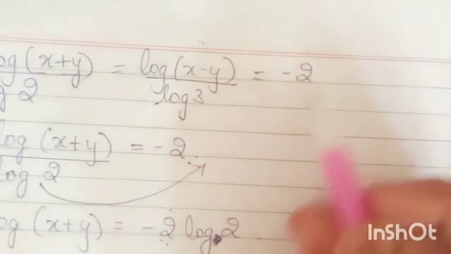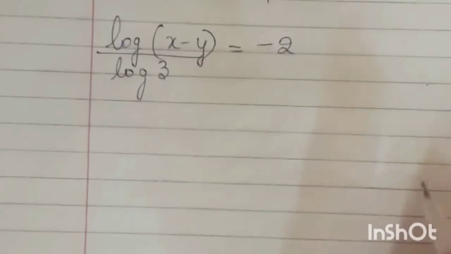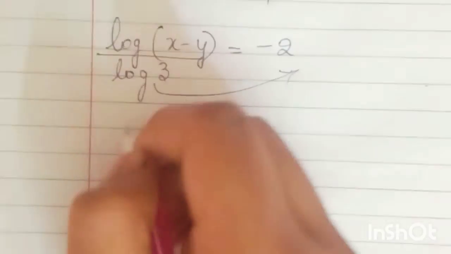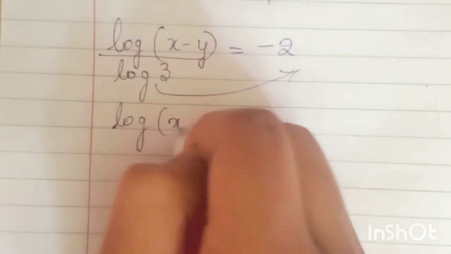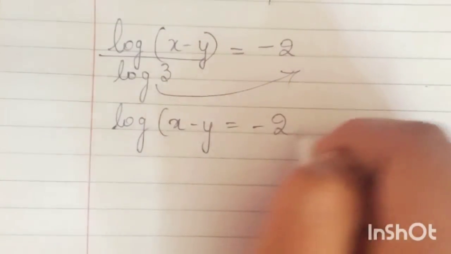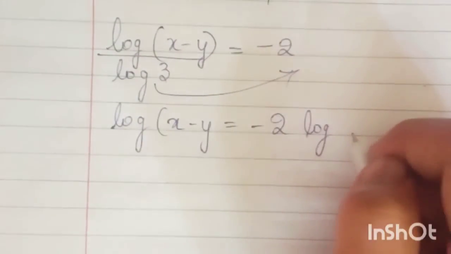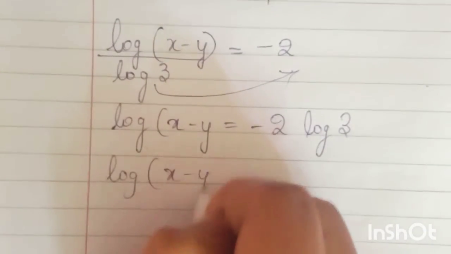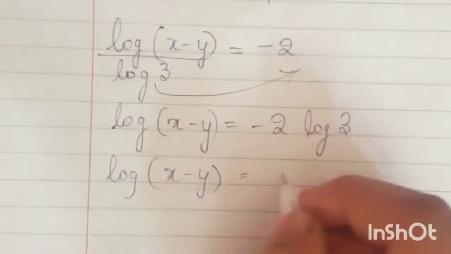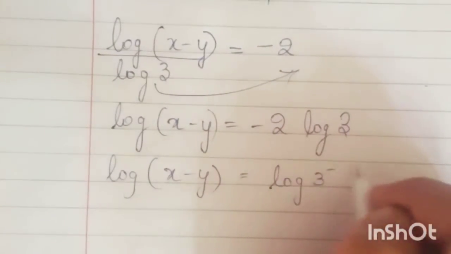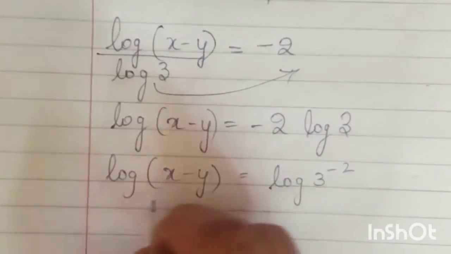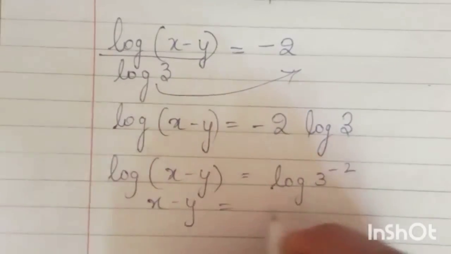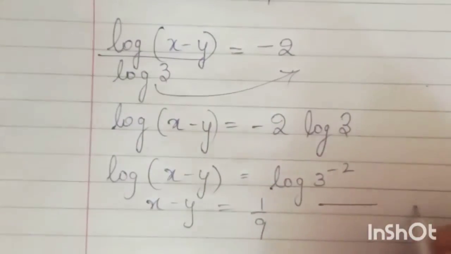These both I am taking now. Again I am taking this side. What happens? Log x minus y is equal to minus 2 log 3. Log x minus y is equal to log 3 power minus 2, which is 1 by 9, right? So x minus y equals 1 by 9. This is my equation 2.